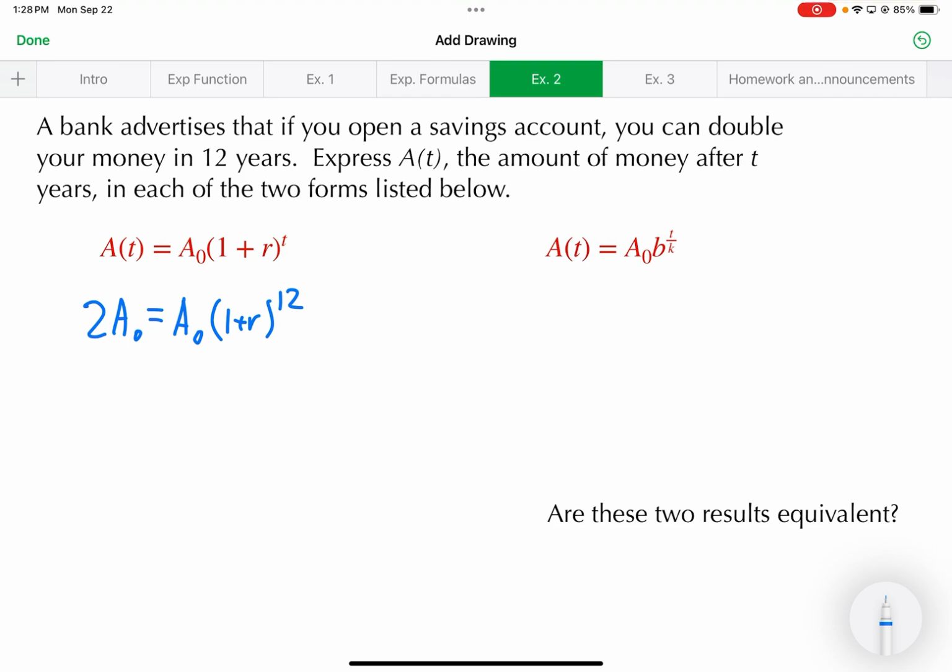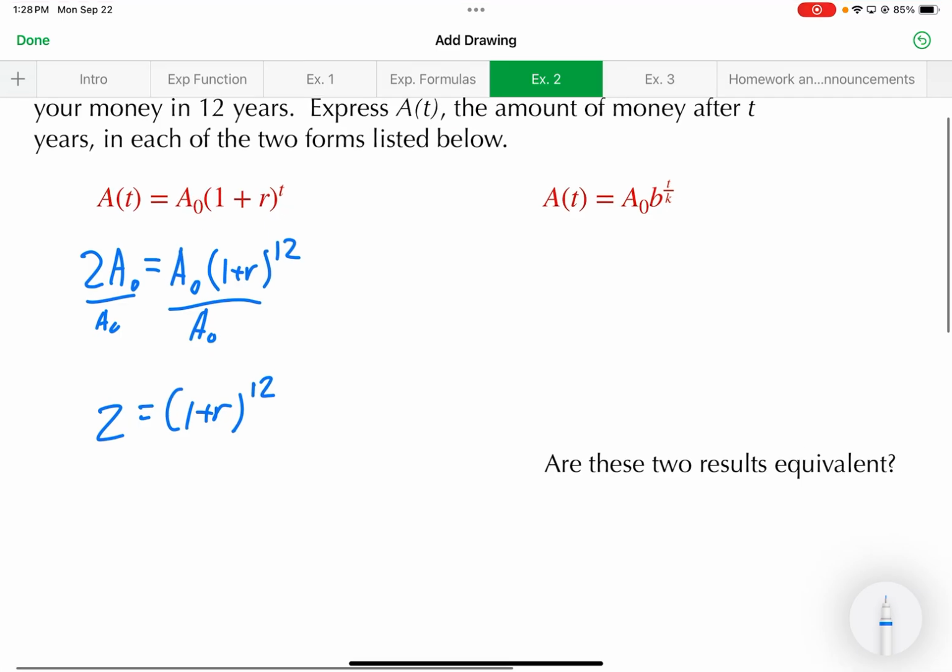What can I do to both sides? So divide both sides by a sub 0. Then that gives me 2 equals 1 plus r to the 12th power. I want to solve for r. What should I do to both sides? 12th root, that's pretty aggressive. The 12th root is pretty intense, but that is exactly what we're going to do. So the 12th root of 2 equals 1 plus r.